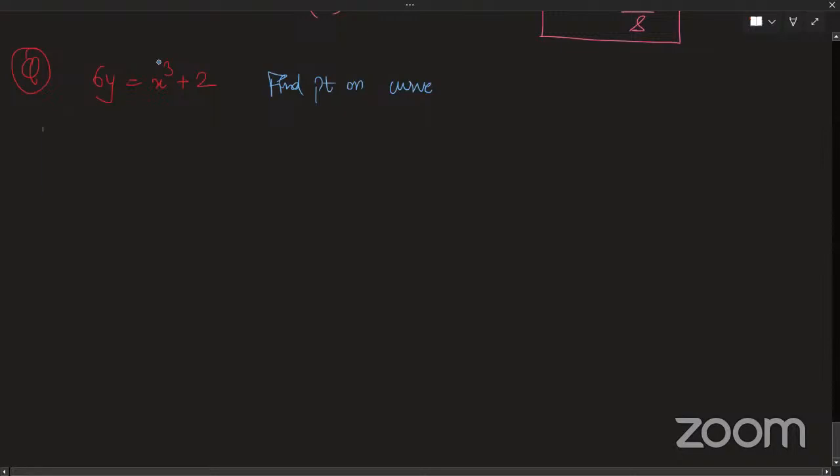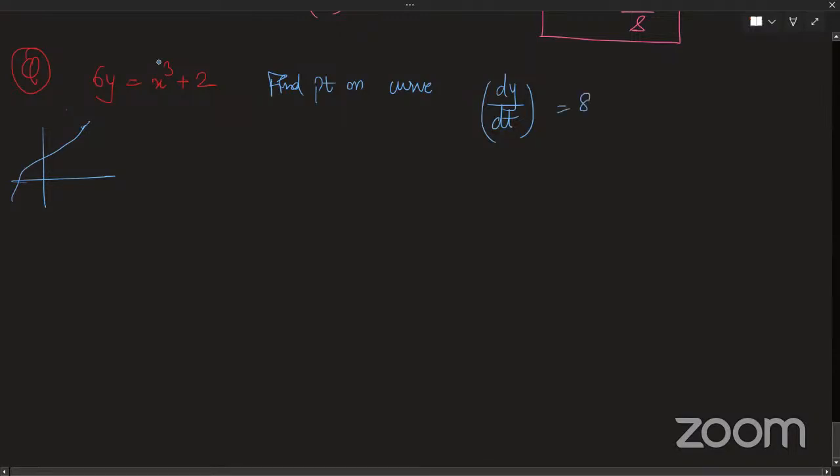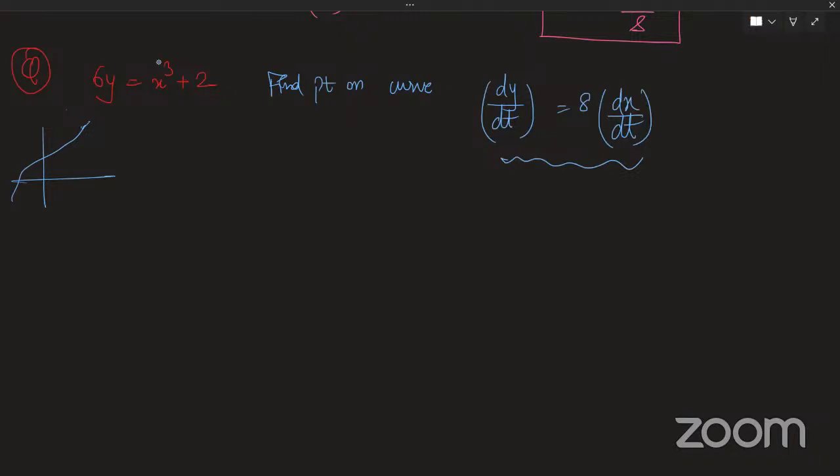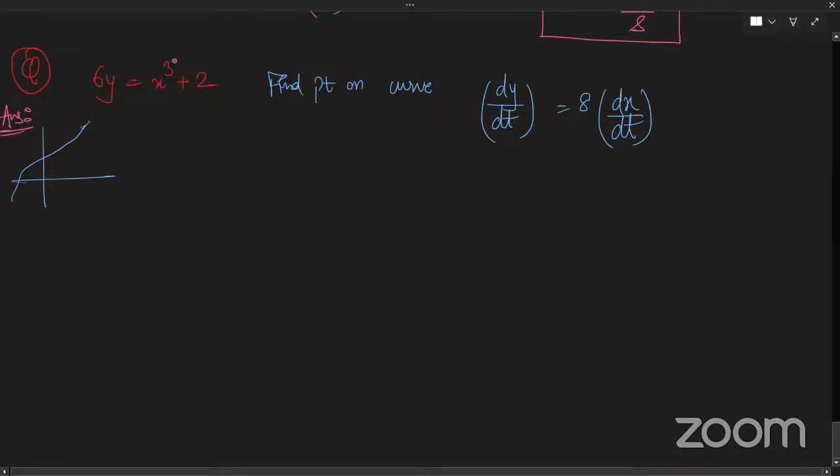Basically, what is happening is you have this xy plane, and somehow the curve has been plotted, something like this maybe. A particle is moving on this curve with respect to time, obviously. If it is moving, it will move with respect to time. So it is asking you to find a point on the curve at which the y coordinate is changing 8 times as fast as the x coordinate. So it is asking you to solve dy by dt is equal to 8 times dx by dt, and find the point on that curve.